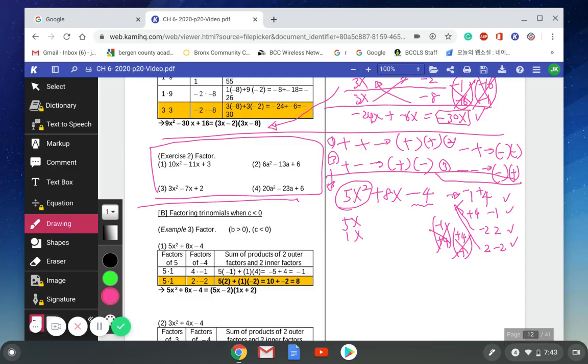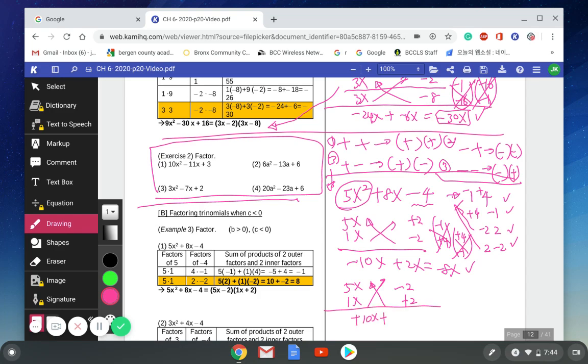So I'm going to try positive 2 with a negative 2. Then it becomes negative 10x plus 2x makes negative 8x. So we are getting closer, but we still need a positive 8x. So the next combination is 5x with 1x, flipping it, negative 2 with a positive 2. When I try that, I get positive 10x plus negative 2x makes 8x.